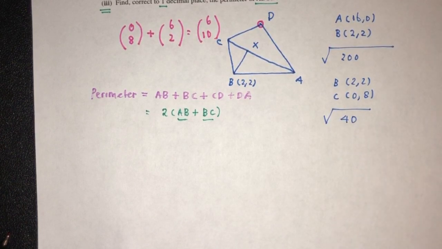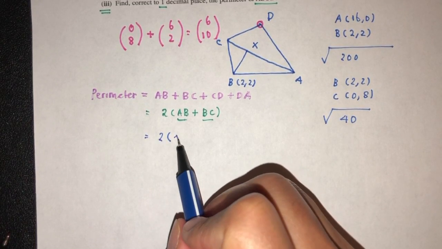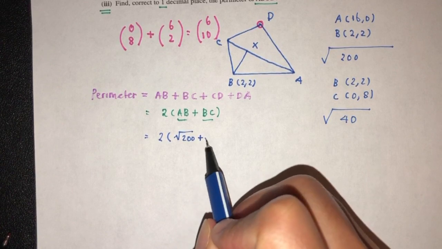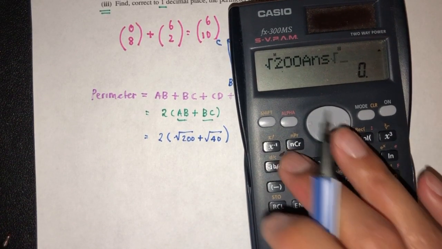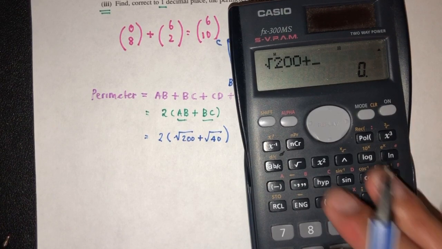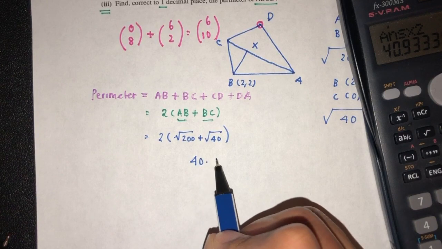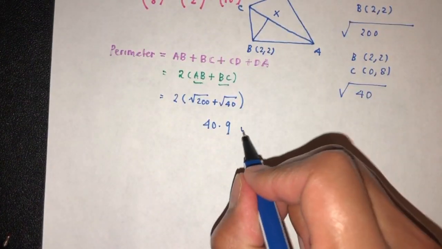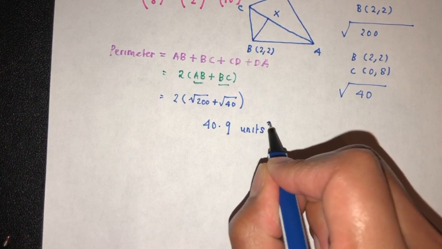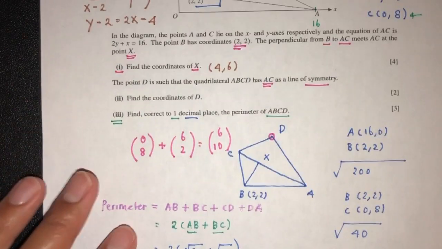So I hope you know how to find the length between 2 points. We just use the formula, okay? That will be 2. AB will be root of 200, plus root of 40, times 2. That will be 40.9, correct to one decimal place. And of course you have to write units, not squared. But that's it for the perimeter of A, B, C, and D.